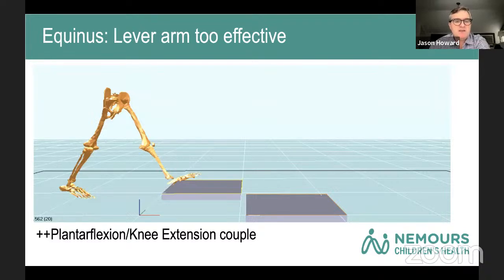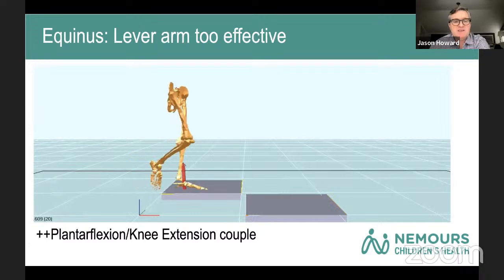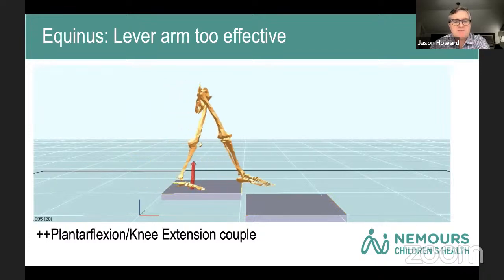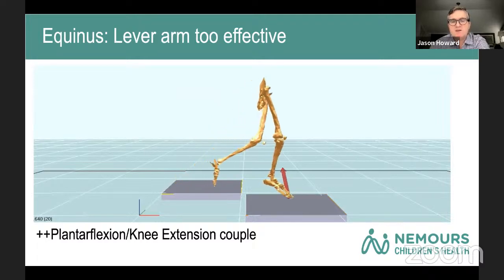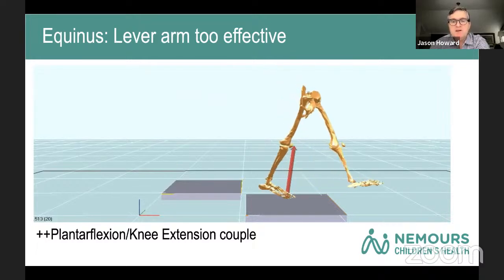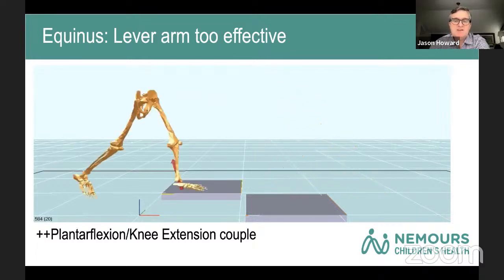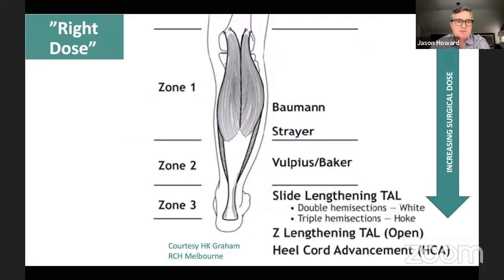Here's another example where that lever arm is too effective. So here's a kid who has equinus here on that left side that you're seeing first. That's a normal progression of their ground reaction force. But look here, he's in equinus on the other side, the ground reaction force way at the toes, way in front of the knee, and that overactive plantar flexion knee extension couple causes that hyperextension at the knee. So you also don't want that. That's also not something that's efficient. And also there's issues with foot clearance. So a calf lengthening in these cases can improve the gait prerequisites.